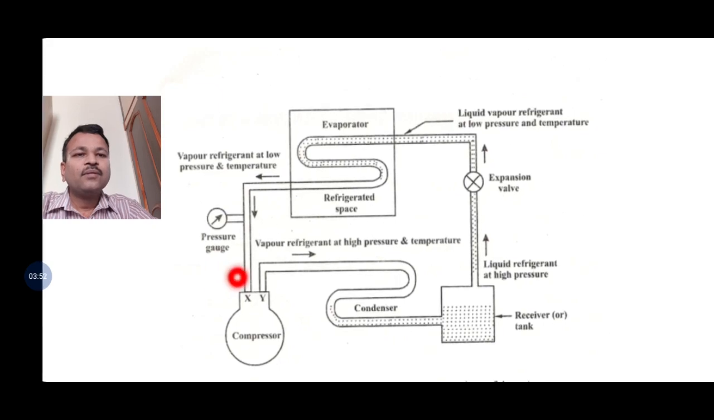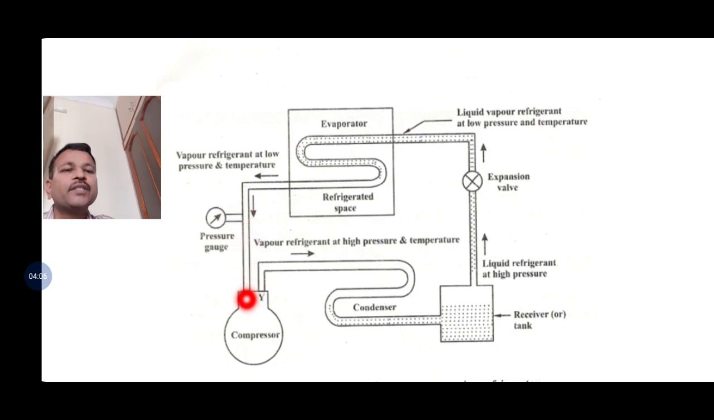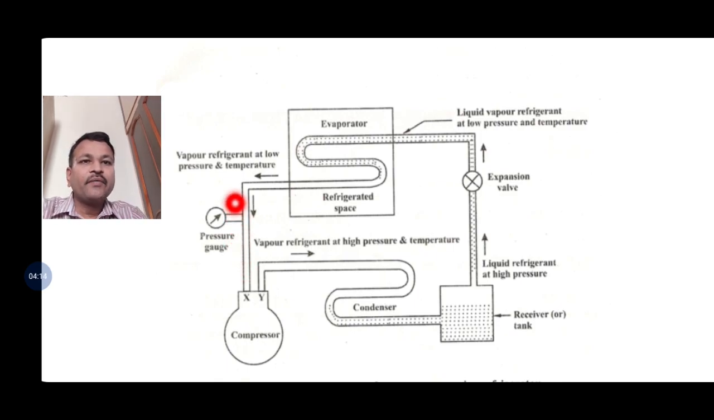Now, first we will start from this evaporator. From the evaporator you can see a vapor refrigerant at low pressure and low temperature. Vapor means gaseous state. The refrigerant is in vapor state and it will come to the compressor. Yesterday we already discussed so many refrigerants, like ammonia, carbon dioxide. You can take any one refrigerant, in the gaseous state, and it will come to the compressor.